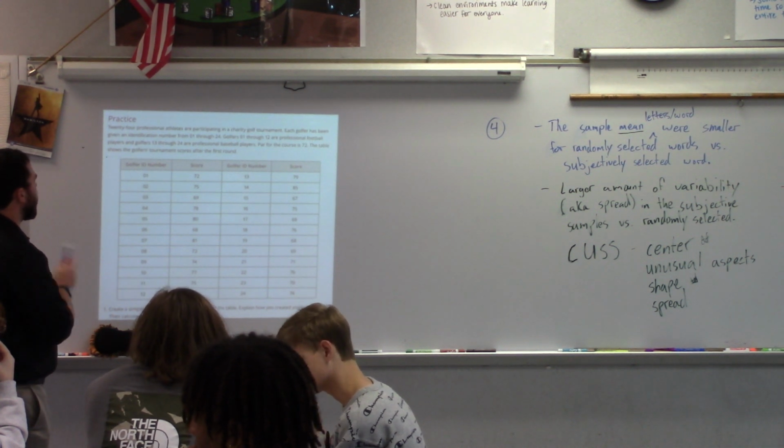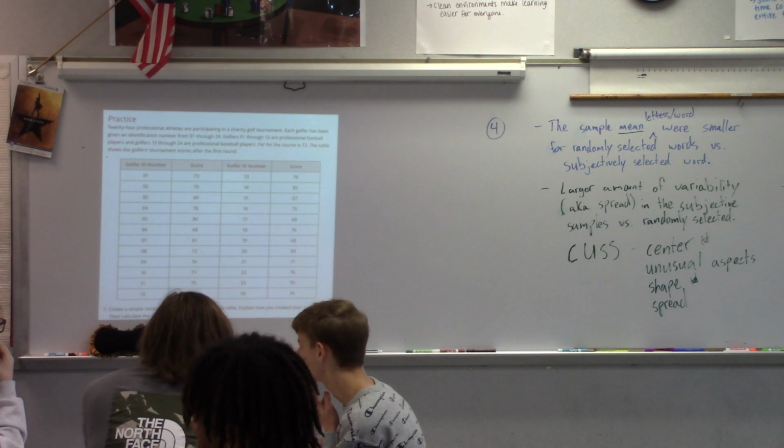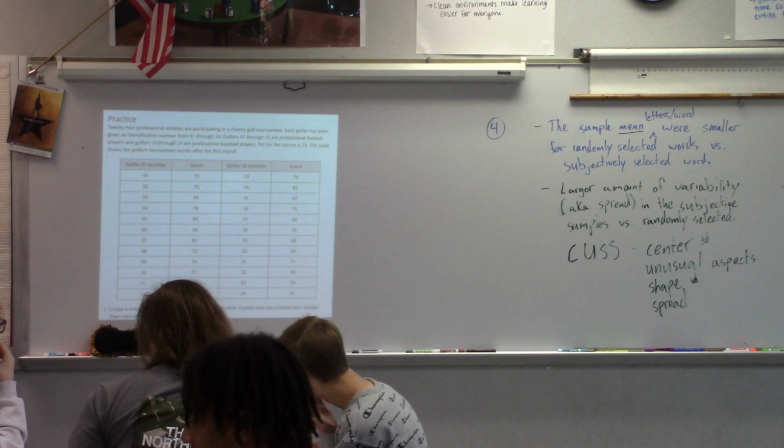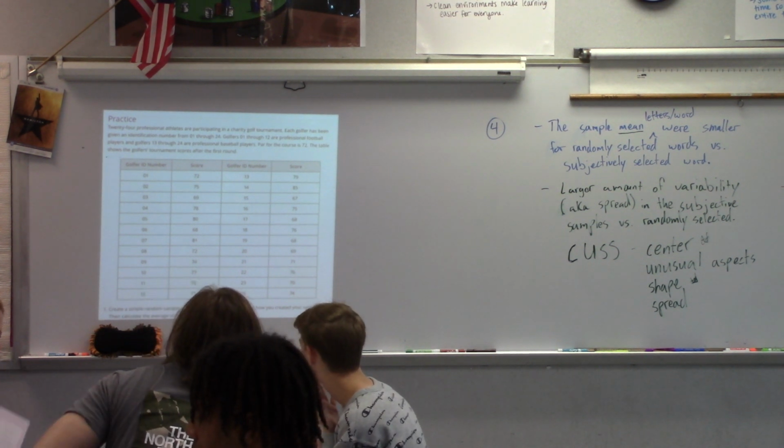Golfers 1 through 12 are professional football players, that's right. Golfers 13 through 24 are professional baseball players, and we're looking to see what their overall average was.